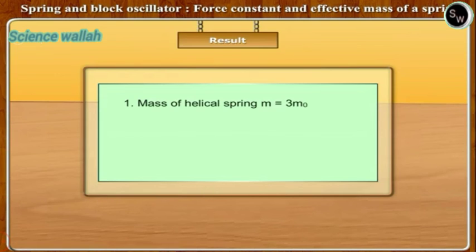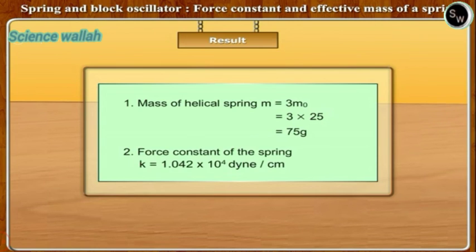Result. 1. Mass of helical spring M is equal to 3 into effective mass m0, equal to 3 into 25, equal to 75 grams. 2. Force constant of the spring is equal to 1.042 into 10 to the power 4 dyne per centimeter.